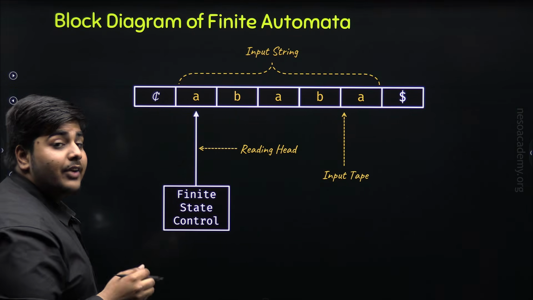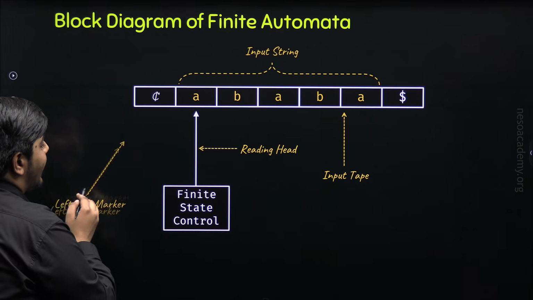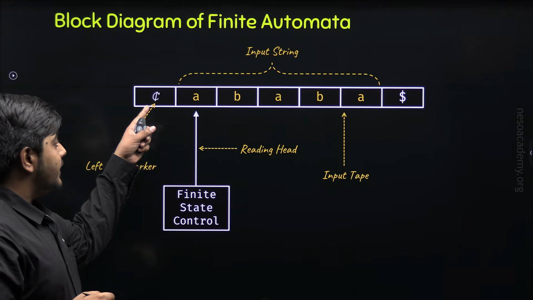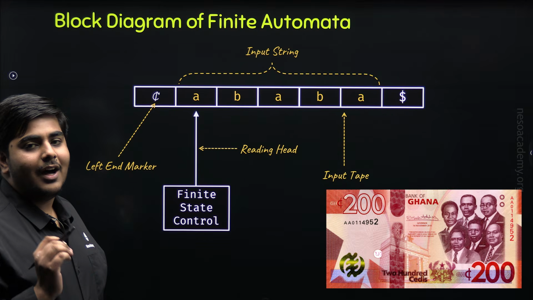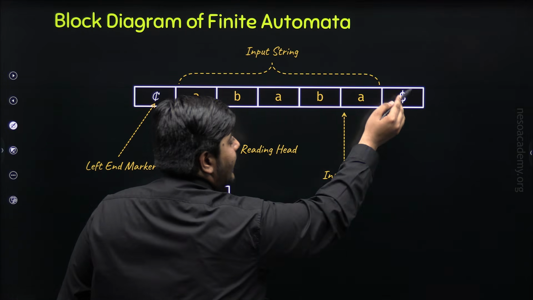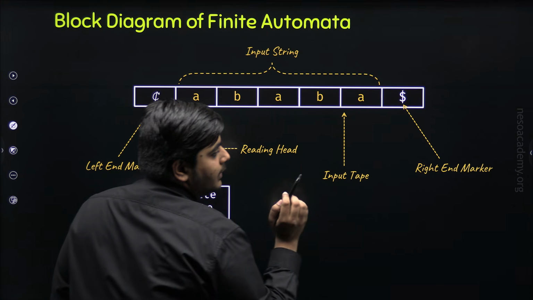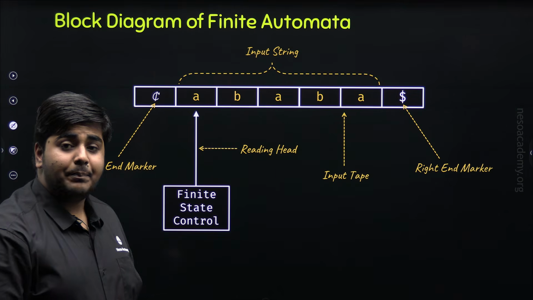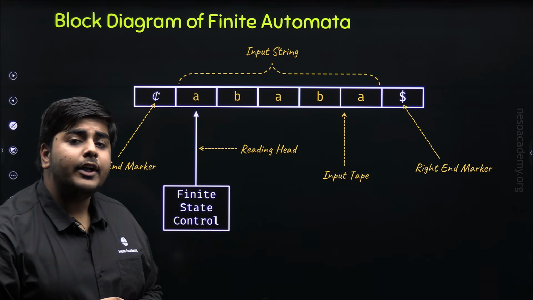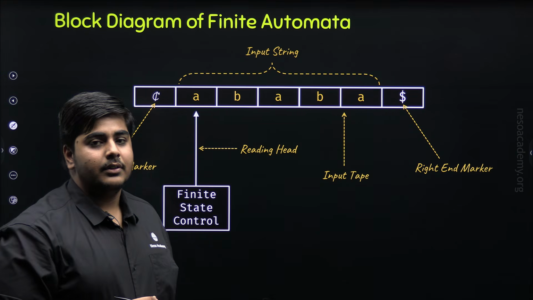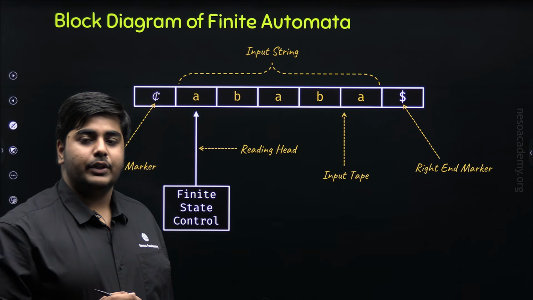This end marker represents the left boundary of the finite input tape, and it is called as the left end marker. It is represented by the symbol ¢, which is basically the currency of Ghana. And the right boundary is represented by the symbol $, which is called as the right end marker. These two end markers represent that this input tape is of finite length and it cannot extend in any direction. So this was the first component of finite automata, which was the input tape.